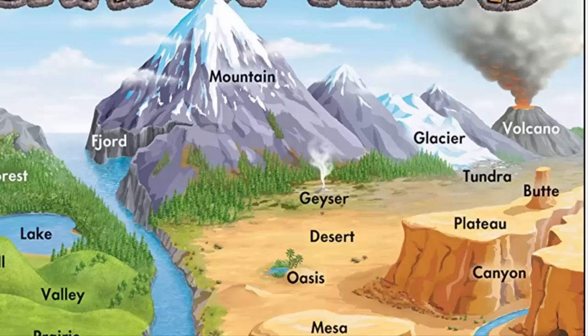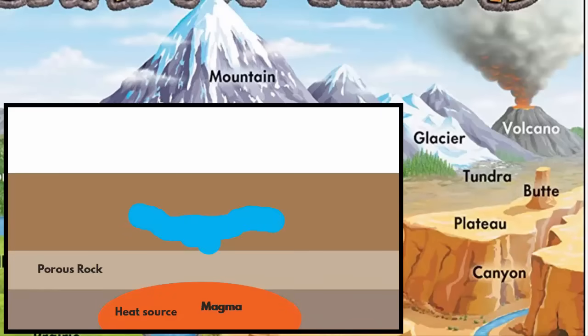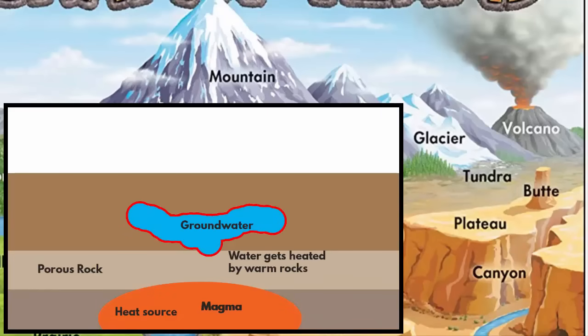The next one is the geyser. Now geysers are like hot springs, where warm surface water comes out of the ground. So how does the water become so warm? When surface water comes in contact with rocks that are heated by magma. This is called geothermally heated water. It then rises towards the surface by the process of convection.